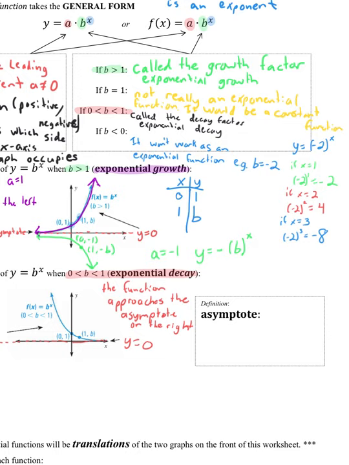And then the definition of an asymptote real quick, just in case we're not 100% familiar. That's a line that the graph approaches more and more closely, but it never touches.